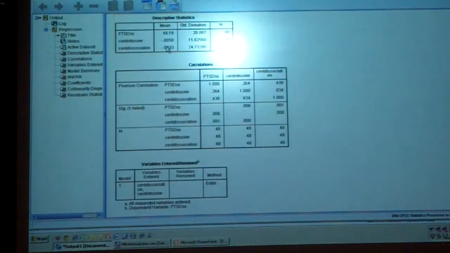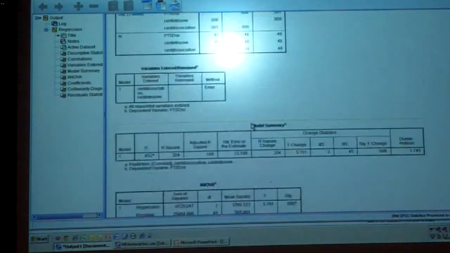So the mean score, once we centered for intrusive thoughts, was 0 with a standard deviation of about 16, and the mean for dissociation was also 0 with a standard deviation of about 25. You do lose something in the process of centering because now you don't know what that means in a scale, since centered variables always have means of 0. So sometimes there's an advantage of interpretation of not centering, but the regression results will be almost identical.